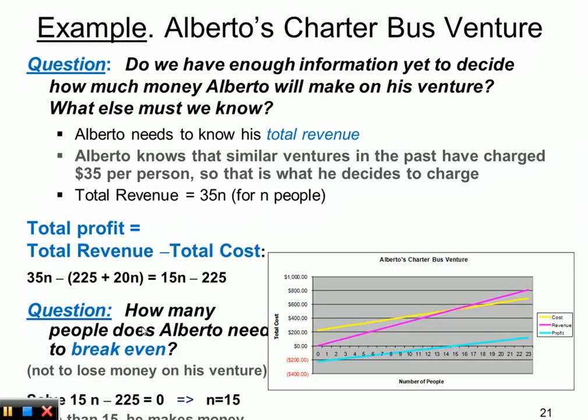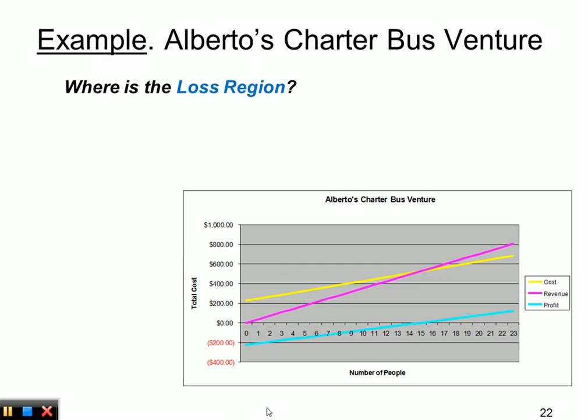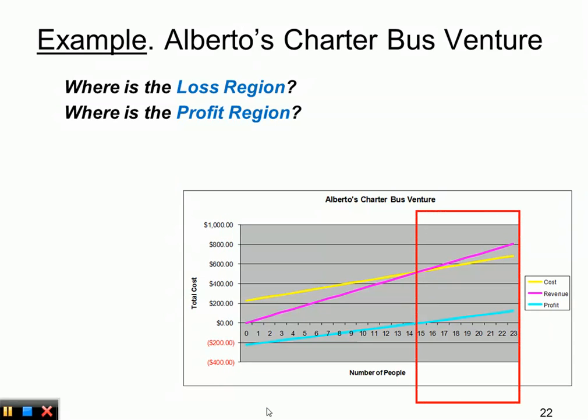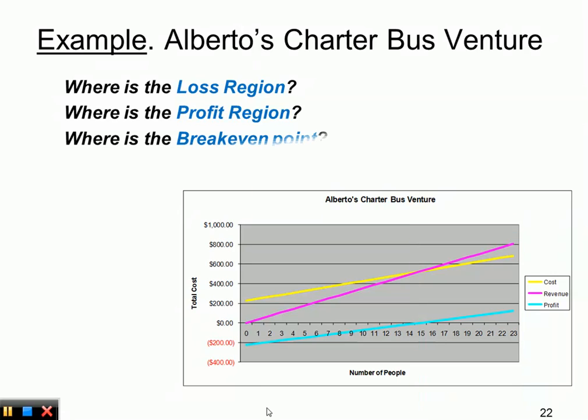So how many people does Alberto need to break even, so as not to lose money on this venture? Again, we can just set the total profit to 0, and from that we establish n equals 15, because you just divide 225 by 15. So he needs more than 15 people to make money. Again, where's the loss region? This is the loss region, where he's taking fewer than 15 people. And where's the profit region? That's the profit region, where he takes more than 15 people. And where's the break-even point? The break-even point is at 15. So again, can you make this chart in Excel?